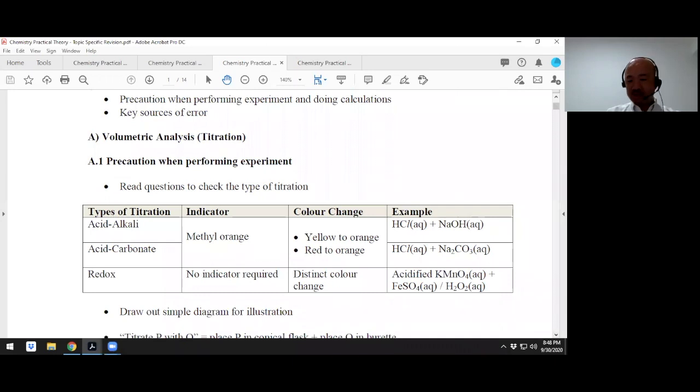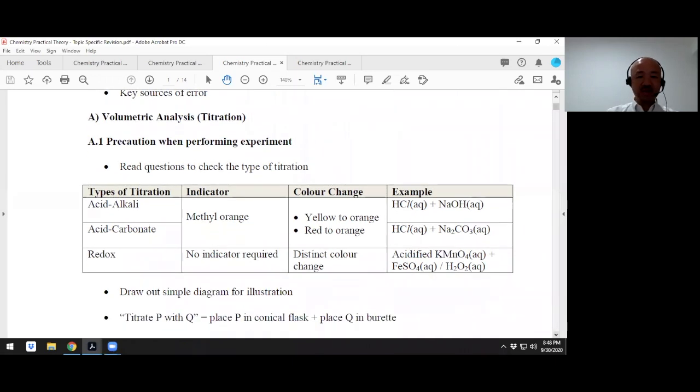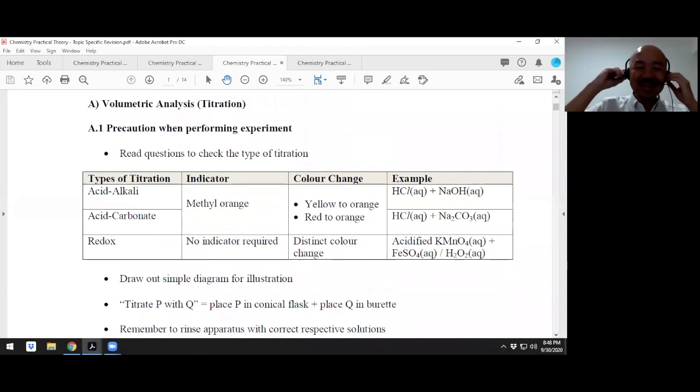Now, this one is very funny on key sources. Sometimes the school teacher says can, school A. Then school B, the teacher says cannot. So that is the thing. So I need to be as neutral as I can. So first of all, it's called volumetric analysis.